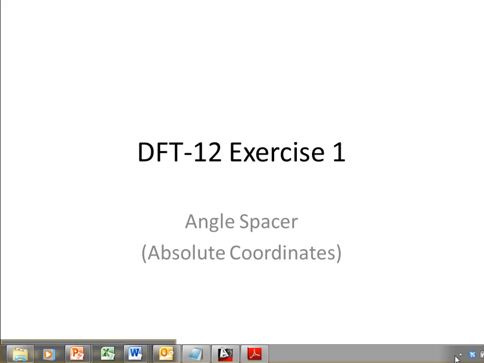All right, everyone, this tutorial is to quickly review our exercise one from chapter one in respect to the angle spacer. So this exercise is going to review absolute coordinates, everything relating to 0, 0.